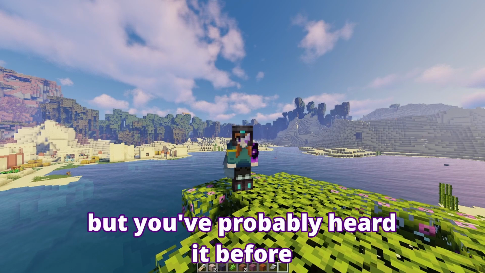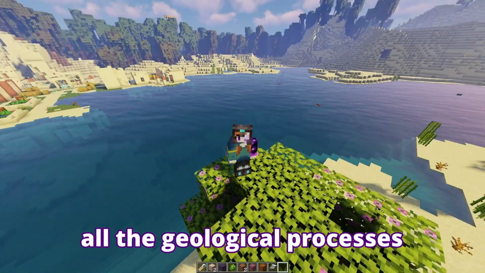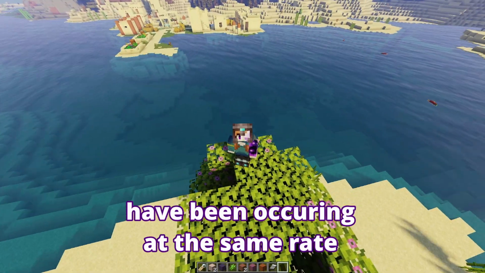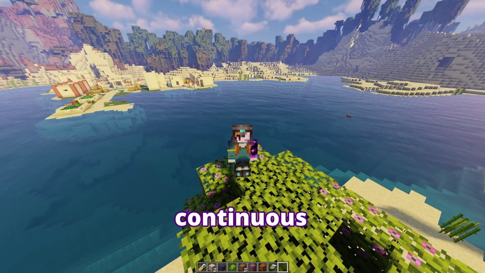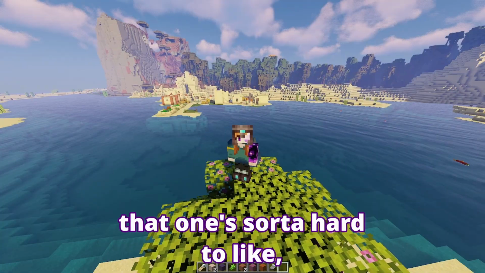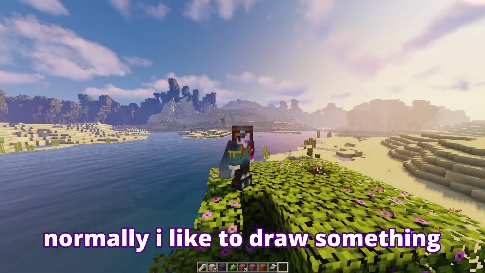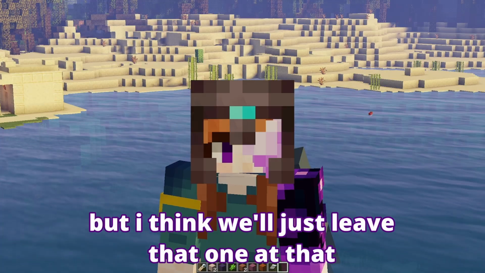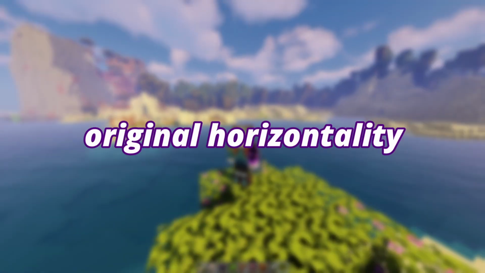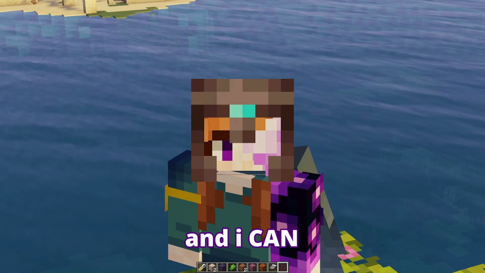Okay, the first principle of geology is called uniformitarianism. It's a long word, but you probably heard it before. And that just states that all the geological processes have been occurring at the same rate. Everything works as a continuous and uniform process. That one's sort of hard to demonstrate. Normally I like to draw something to give you a better idea, but I think we'll just leave that one at that.